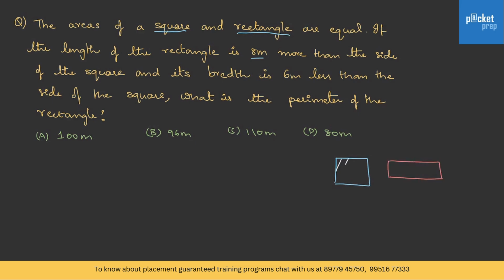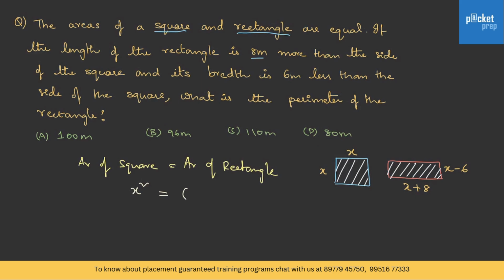Then they said the area of the square is equal to the area of the rectangle, but they did not give the side lengths. So let me assume the side length of the square is x, and they mentioned that the rectangle length is 8 meters more than the length of the square. Therefore this will be x plus 8, and breadth is 6 meters less, so x minus 6. And because the areas are equal, we can equate area of square equals area of rectangle, that is x square equals (x plus 8) into (x minus 6).